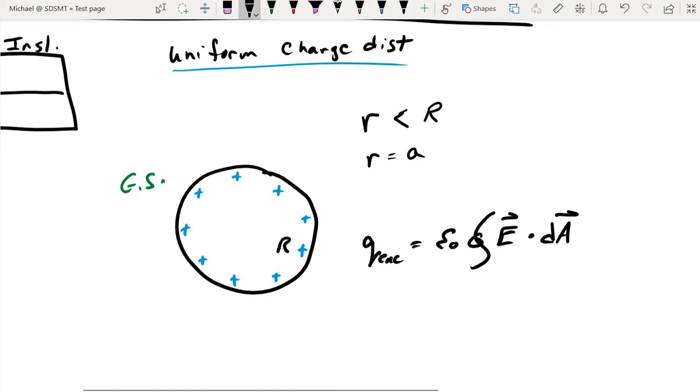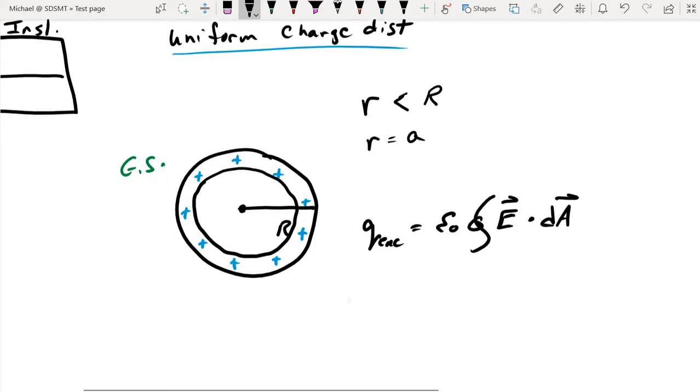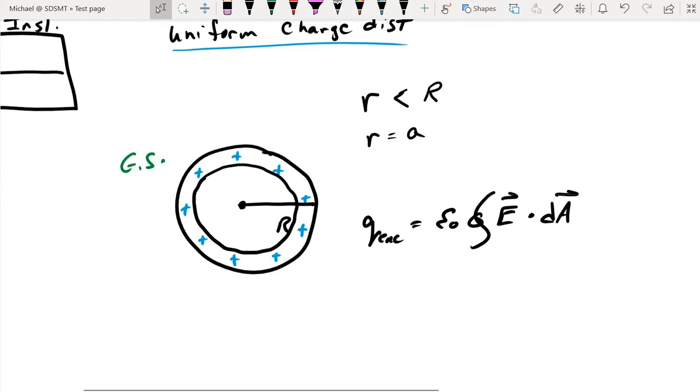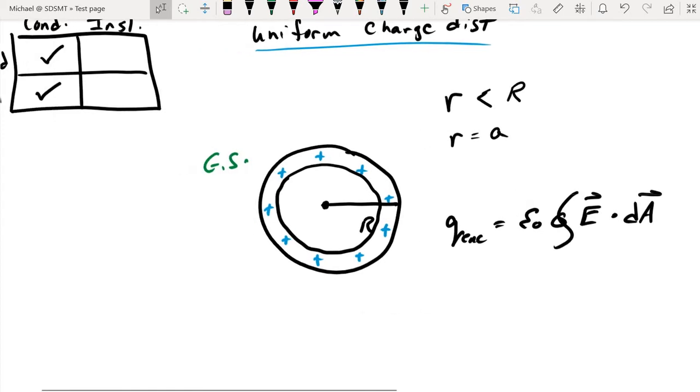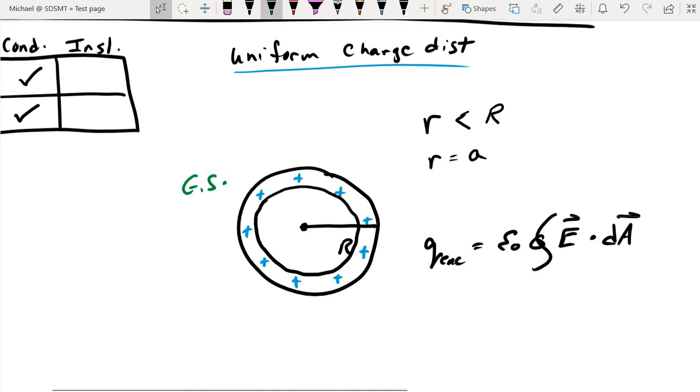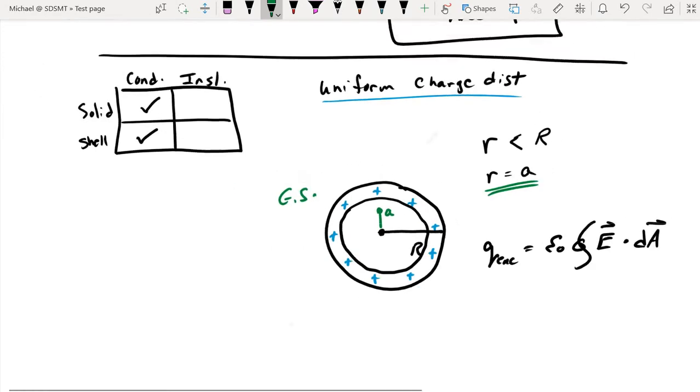So we have our conducting shell of radius r, but because it's a shell, we've got a very thin shell where all of our charge can exist, and then everything else inside of this shell is empty space, it's hollow. And once again, I'll ask, what is the electric field at a radius of A from the center of this sphere?